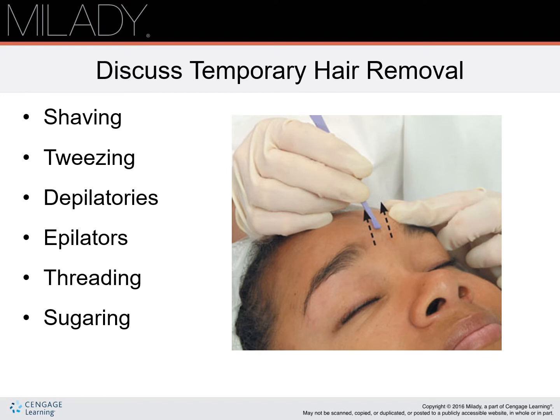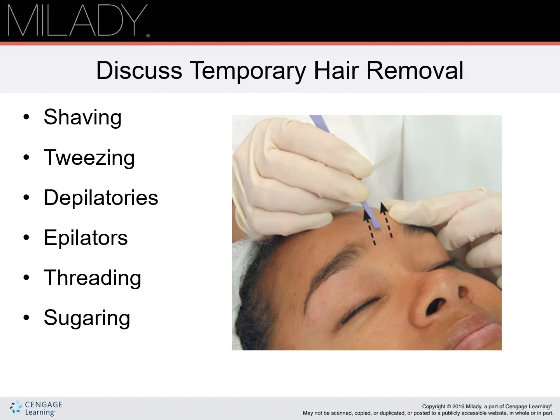Okay, most of us shave our legs. Some people take that a step further. Men, they shave more often than women for the most part. Another one is tweezing. Okay, tweezing is using the tweezers to remove hairs, commonly to shape the eyebrows. They can also be used to remove undesirable hairs from around the mouth and chin.